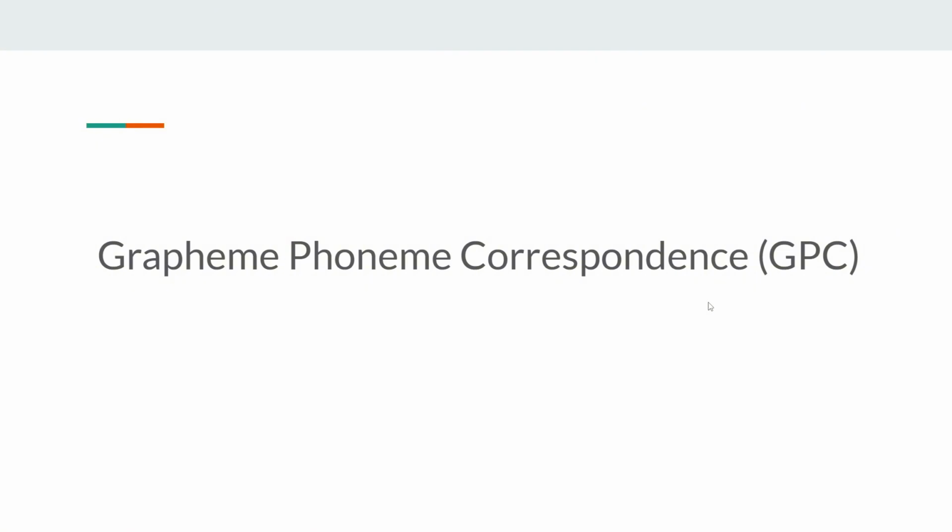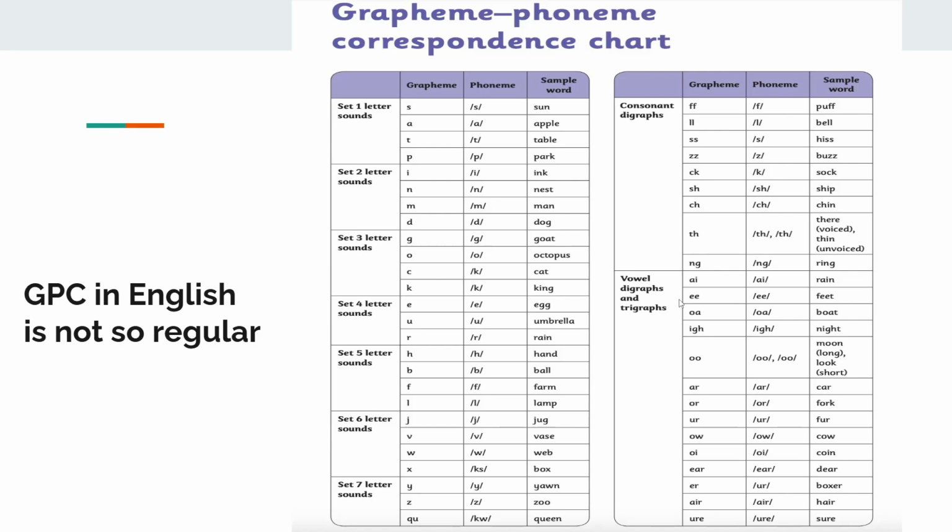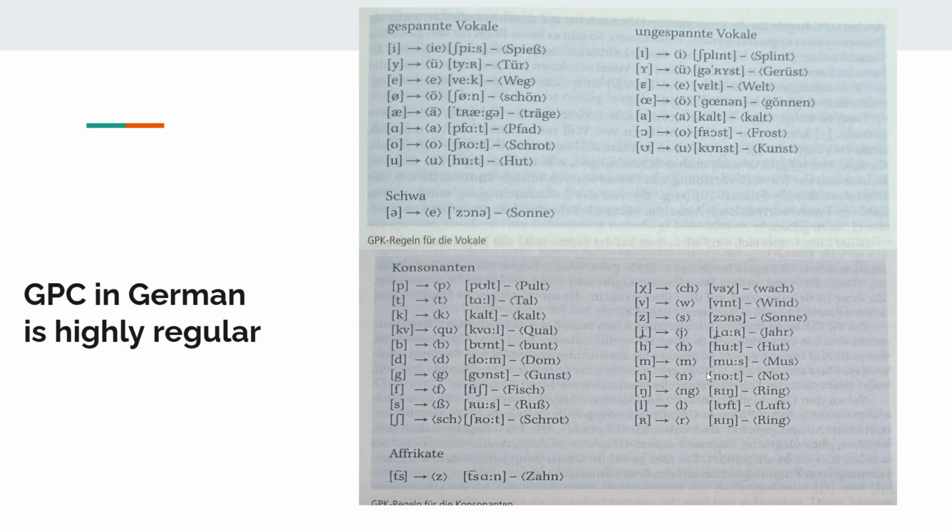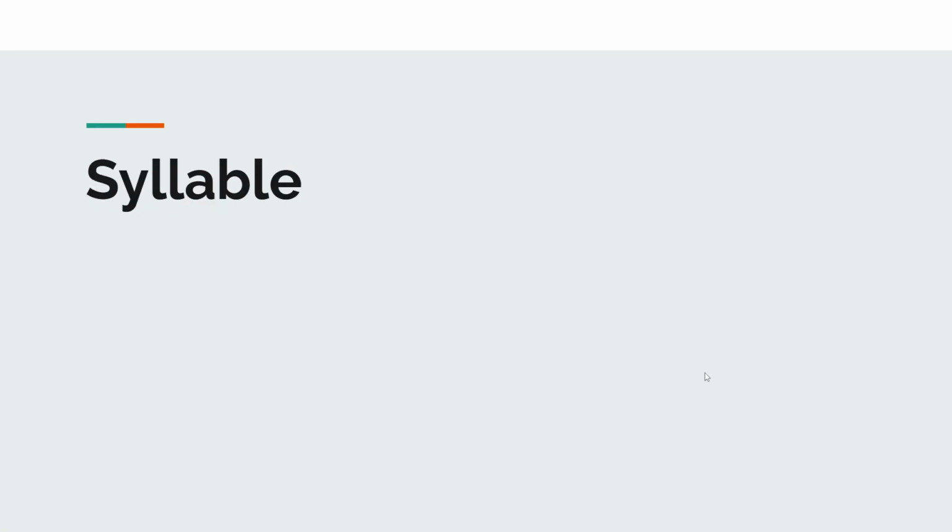Different languages have different grapheme-phoneme correspondences. Here is a chart I found on the internet for the grapheme-phoneme correspondence in English. And as you can see, it is not very regular. However, the German grapheme-phoneme correspondence is highly regular, and this means what you see is how you read. That's why we say German is a highly phonographic language.